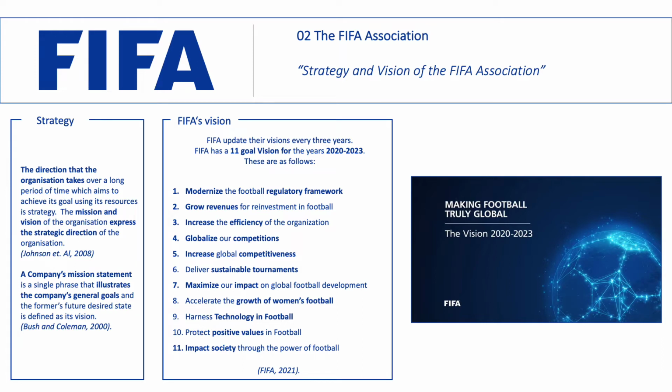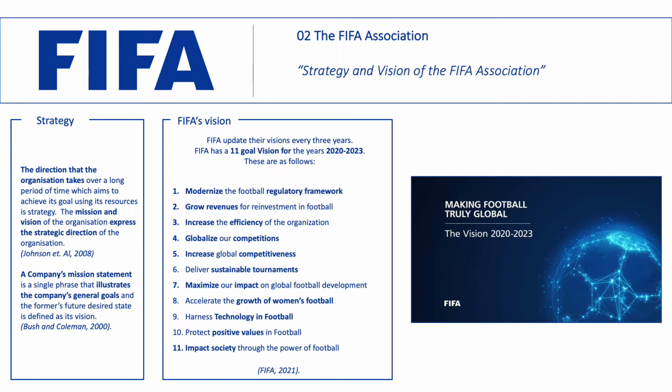Moving on to FIFA's vision, FIFA updates their vision every 3 years. For the years 2020 to 2023, FIFA have jotted down 11 goal visions. These include to modernize the football regulatory framework, grow revenues for reinvestment in football, increase the efficiency of the organization, globalize our competitions, increase global competitiveness, deliver sustainable tournaments, maximize impact on global football development, accelerate the growth of women's football, harness technology in football, protect positive values in football, impact society through the power of football.